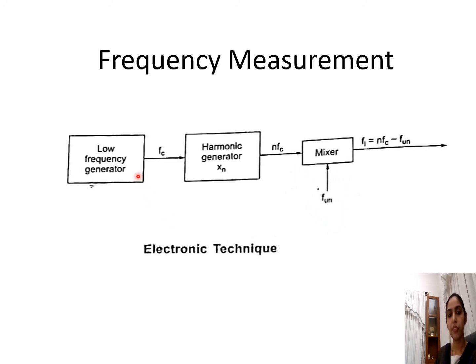So we take a known frequency by using a low frequency generator. This is our known frequency, and with the help of a harmonic generator we generate the harmonics of the already known frequency. With the help of a mixer we combine this unknown frequency and the harmonic-generated lower frequency, and then the difference in frequency is amplified and measured. So we'll get an idea of the value of this unknown frequency. That is what is done in the electronic technique of frequency measurement.